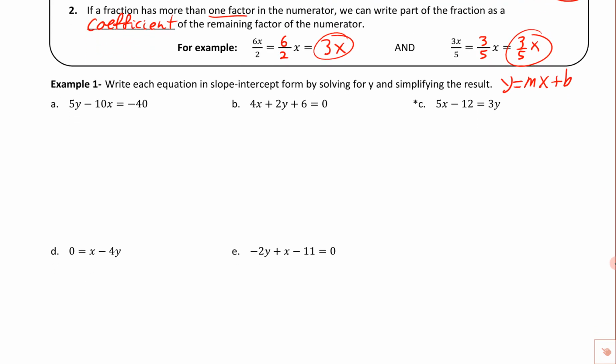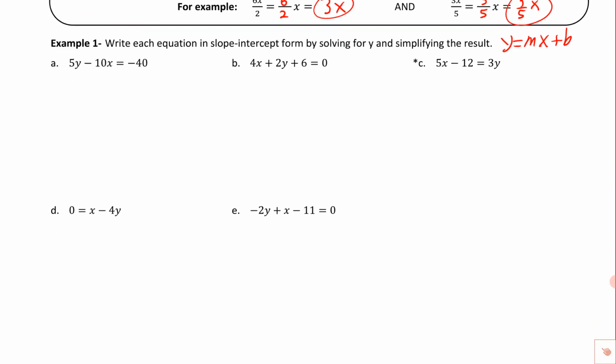So let's go ahead and take a look at this. I've got 5 problems to look at. And here's the first one. Notice here's the y right there. So we want to start getting that by itself. So the first thing we're going to do is we're going to move that 10x to the other side. So in order to do that, we're going to add 10x here and add 10x here.